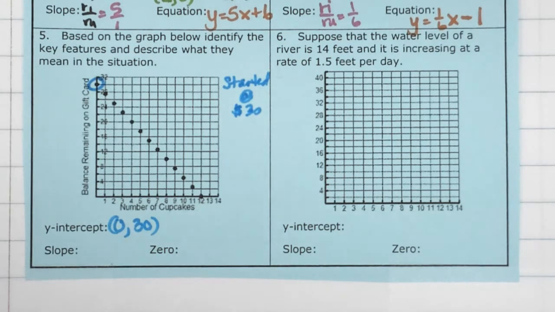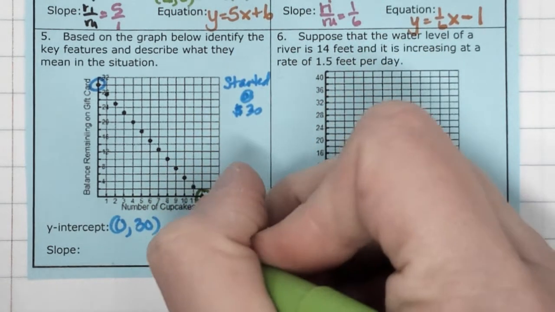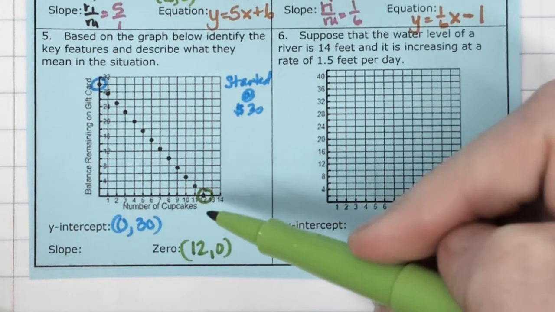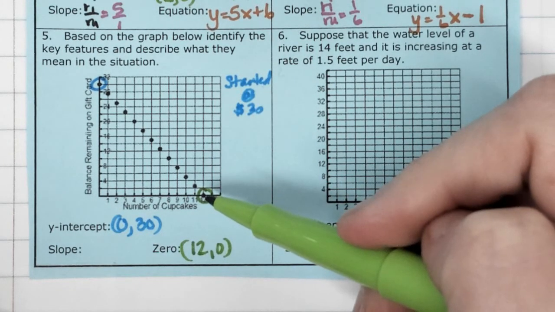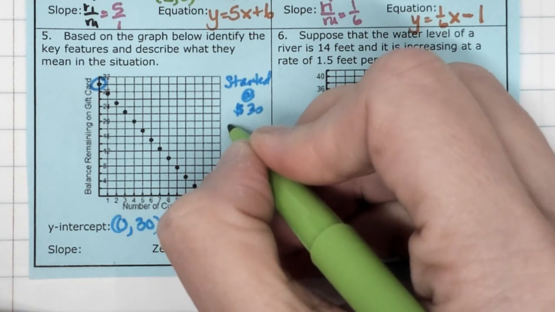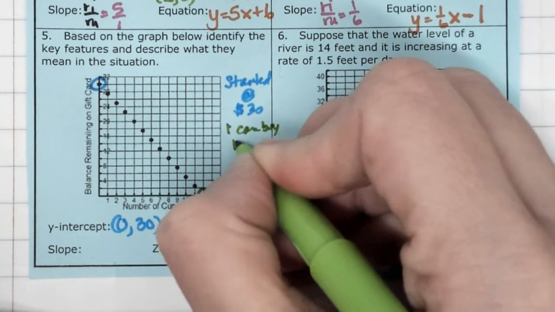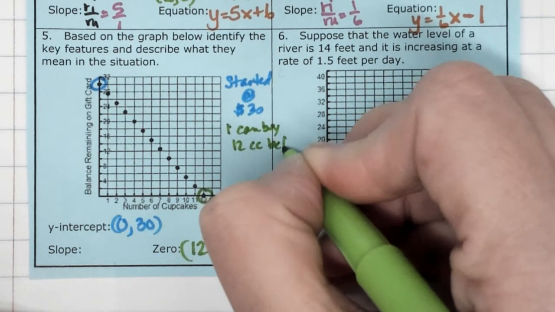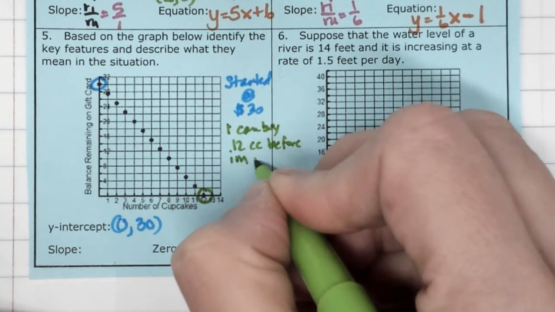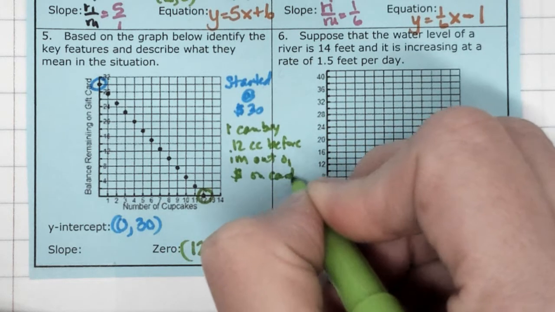Now, I also see that I've got an x-intercept down here at (12, 0). So that's my 0, (12, 0). Well, what does that mean? After 12 cupcakes, I've got $0 on my gift card. So that means I can buy 12 cupcakes before I'm out of dollars on my card.